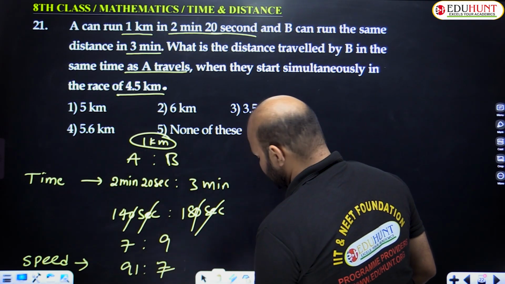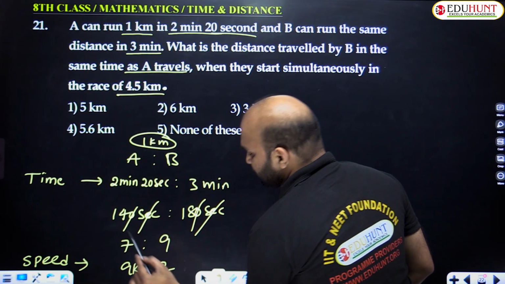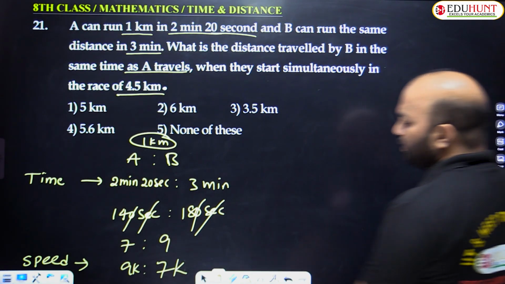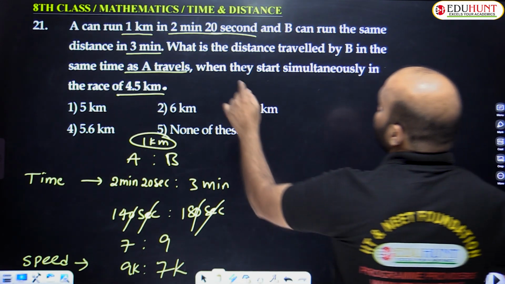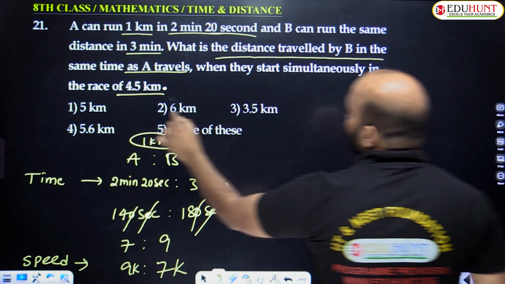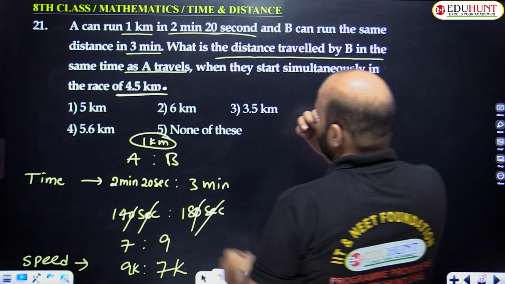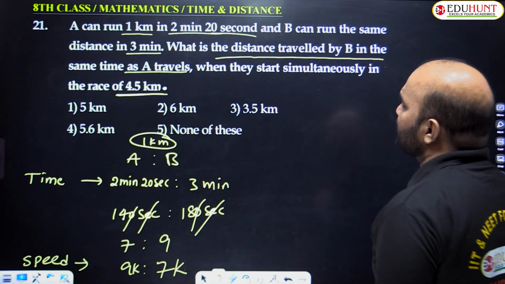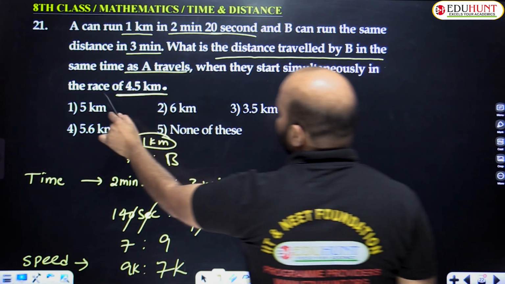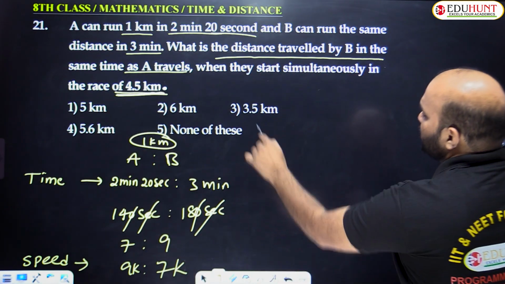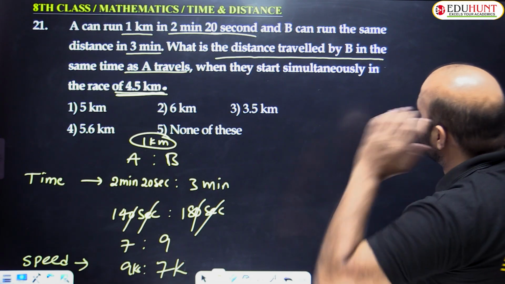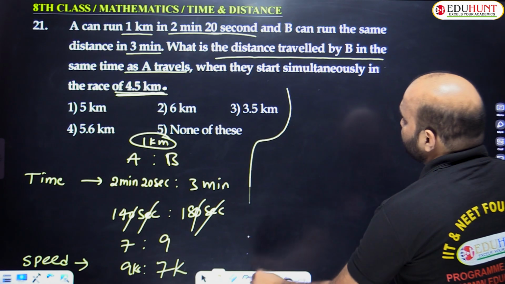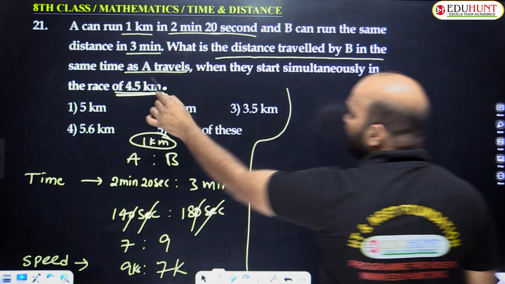Let me take 9K as A's speed and 7K as B's speed. What is the speed of A? 9K. The speed of B? 7K. The question I am asking is the distance travelled by B in a race of 4.5 kilometers in the same time as A travels, when they start simultaneously. So A travels for how much time, and B's distance is asked.